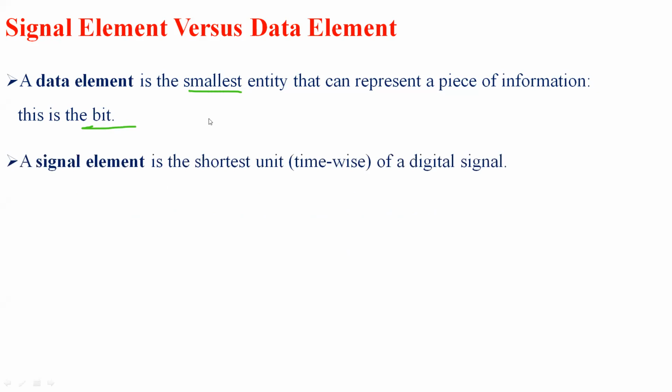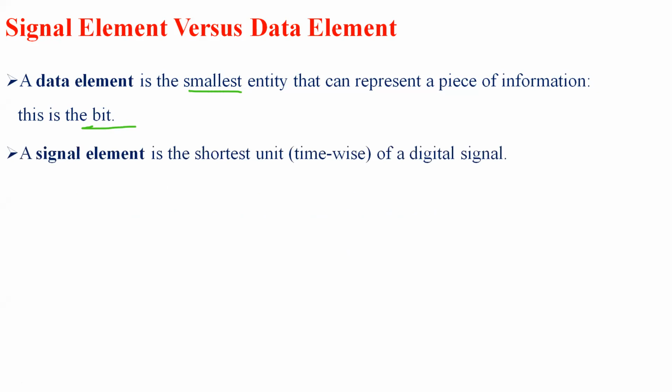Next we have signal elements. What exactly is a signal element? It is the shortest unit of a digital signal. When we look at it in terms of time period, this is the shortest time period element.